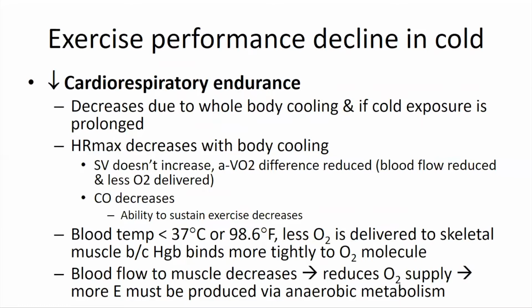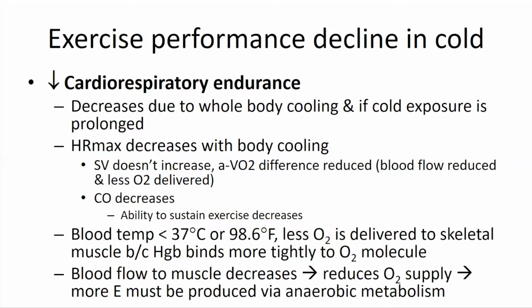aerobic metabolism. The other reason is, if you recall, remember there are three factors that shift the oxygen hemoglobin dissociation curve to the left, one being a drop in body temperature, another being an increase in pH, and the other being a change in 2,3-DPG. Well, when we're cold, that curve shifts to the left, which means we have less offloading of oxygen from hemoglobin at the steep portion of the curve or the unloading portion of the curve.